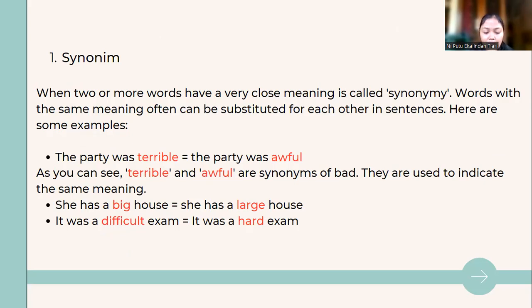The second example is she has a big house and she has a large house. Big and large have the same meaning that describes the look of the house. The third example is it was a difficult exam and it was a hard exam. Difficult and hard have the same meaning that describes how the exam was.